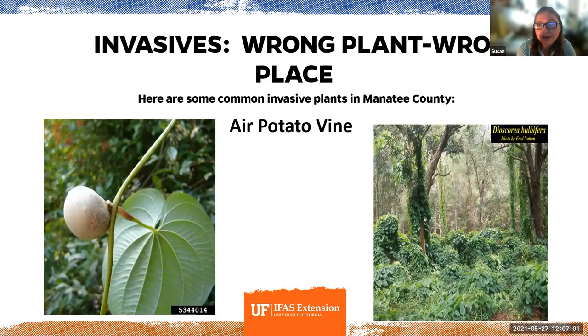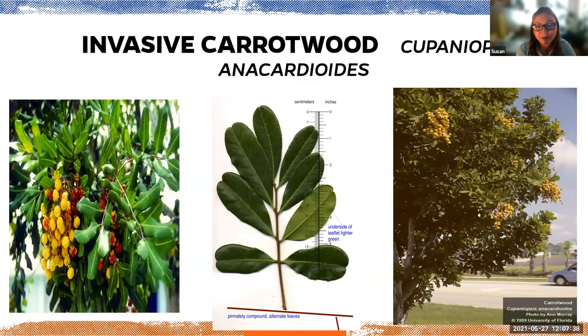So air potato vine is a really egregious one. If you have this, you really need to start working on mitigation efforts to get rid of it, nip it in the bud, get it out of there. It'll smother everything in your landscape and kill off all the other plants in your landscape. And it is controlled by removing all the bulbils that you see there, that potato looking bulbil. And there's also a beneficial insect that you can order from the Department of Agriculture. A little beetle that helps to control this plant.